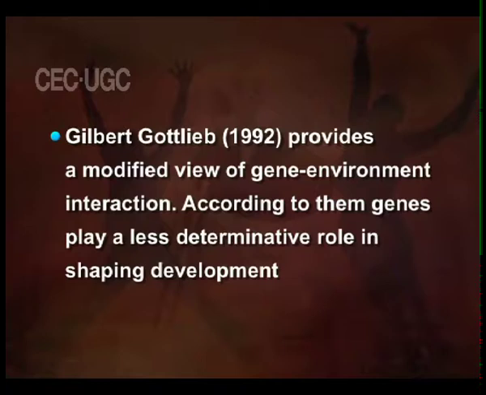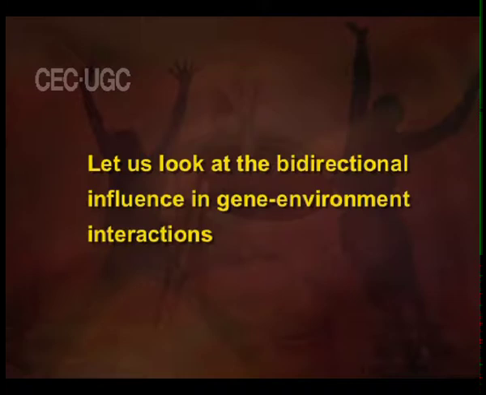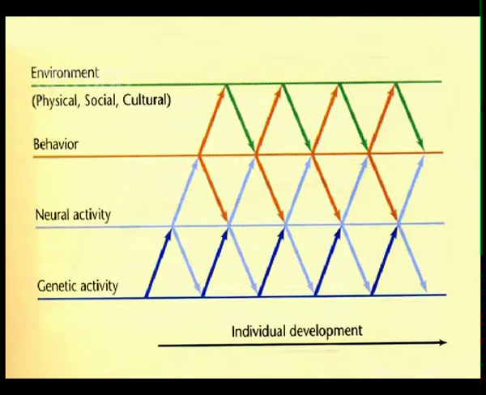Gilbert Gottlieb provides a modified view of gene-environment interaction. According to him, genes play a less determinative role in shaping development. Individual development is organized into multiple levels, that is, genetic activity, neural activity, behavior and environment, all of which influence each other. Let us look at the bidirectional influence in gene-environment interactions. In this figure, from bottom to top and from top to bottom, genes and environment mutually influence each other.